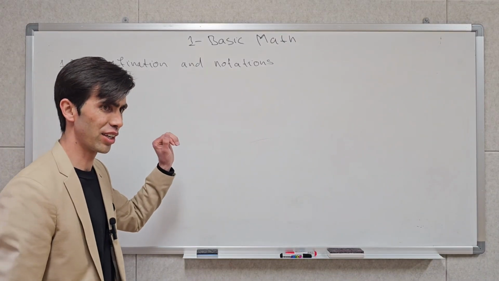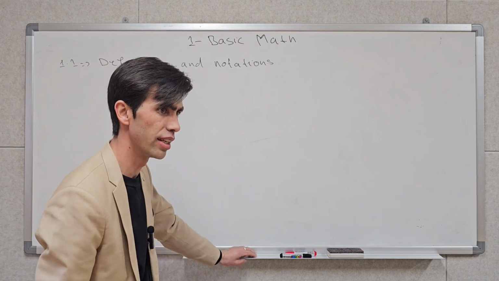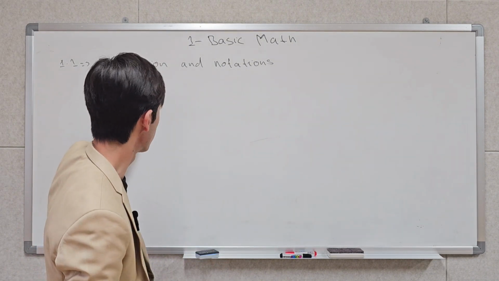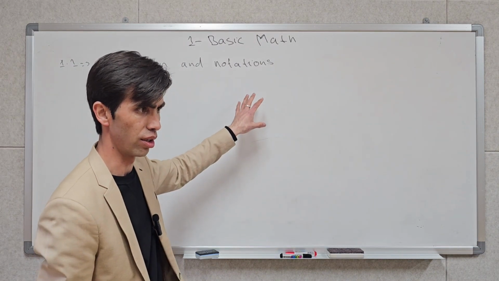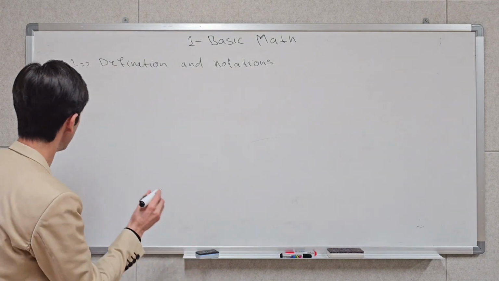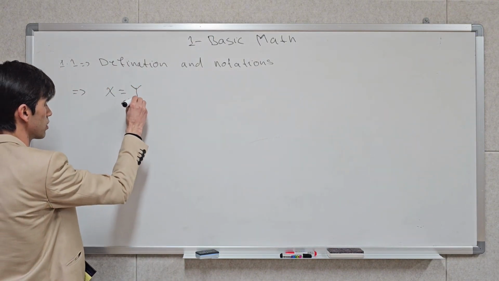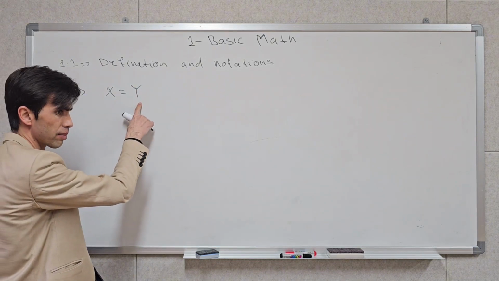So today we are going to cover some basic mathematics that are very important in microeconomics. First of all, let's define some terms and notation that we use in microeconomics. For example, one of them, the equal sign notation. X equal to Y.